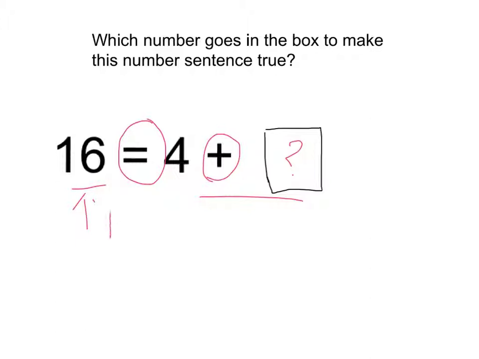I can say 16 minus 4 equals what? And I know then that the what equals 12. Or I can say 16 equals 4 plus what? I can count on from 4 all the way up to 16. And if I count up from 4, I get 12. I have to count 12 to get up to 16. So the what in this case is 12.